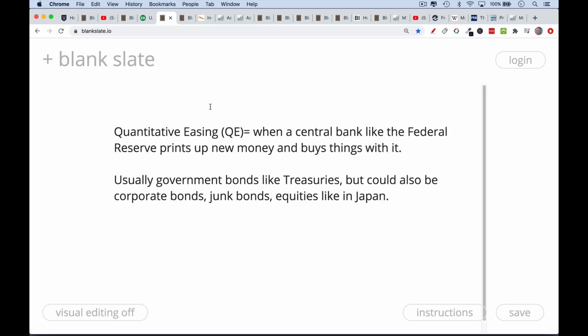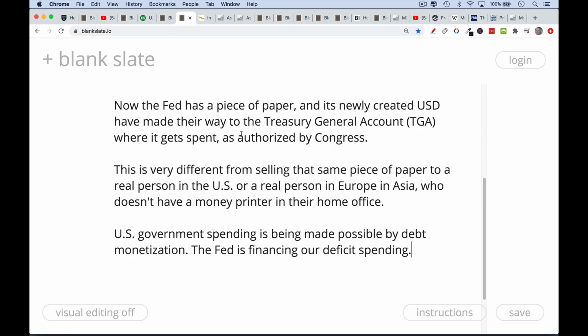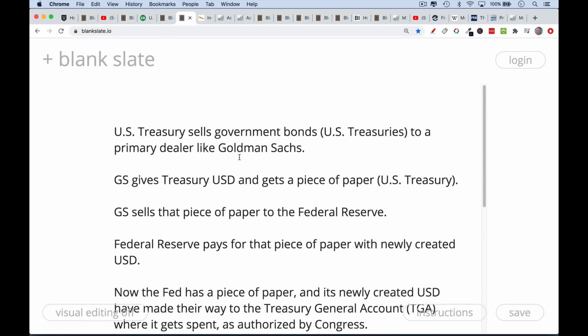They could buy treasuries, government bonds. They could also buy corporate bonds, junk bonds, which they've started to do in the U.S. in 2020. In Japan, they've been buying equities for many years. And the central bank, the Bank of Japan, now the BOJ, now owns a significant portion of the Japanese stock market. So let's follow what happens when the Fed prints money and buys government bonds.